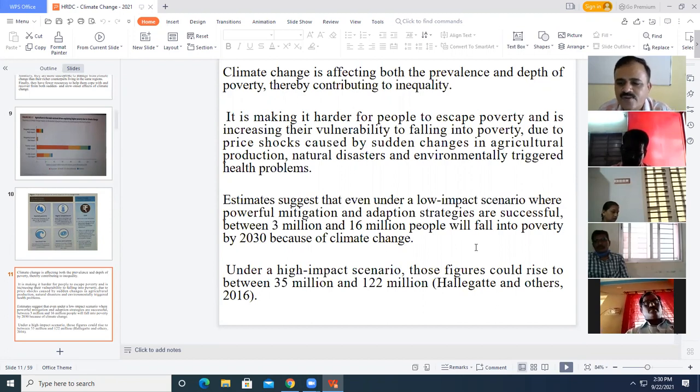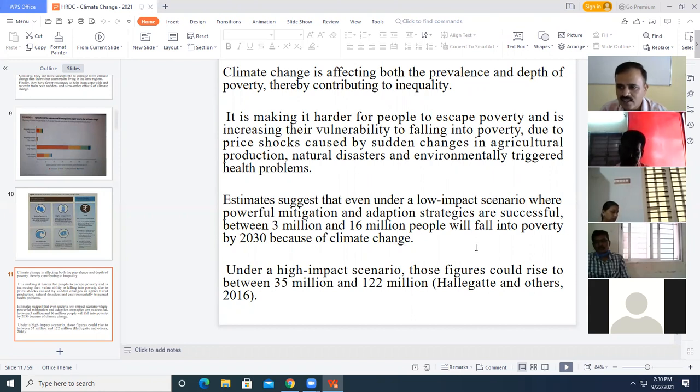And related to the estimates, even if the mitigation and adaptation strategies are successful, between 3 million to 16 million people will fall into poverty by 2030 because of climate change. And under the high impact scenario, those figures could rise to between 35 million and 122 million. So that is because of climate change.